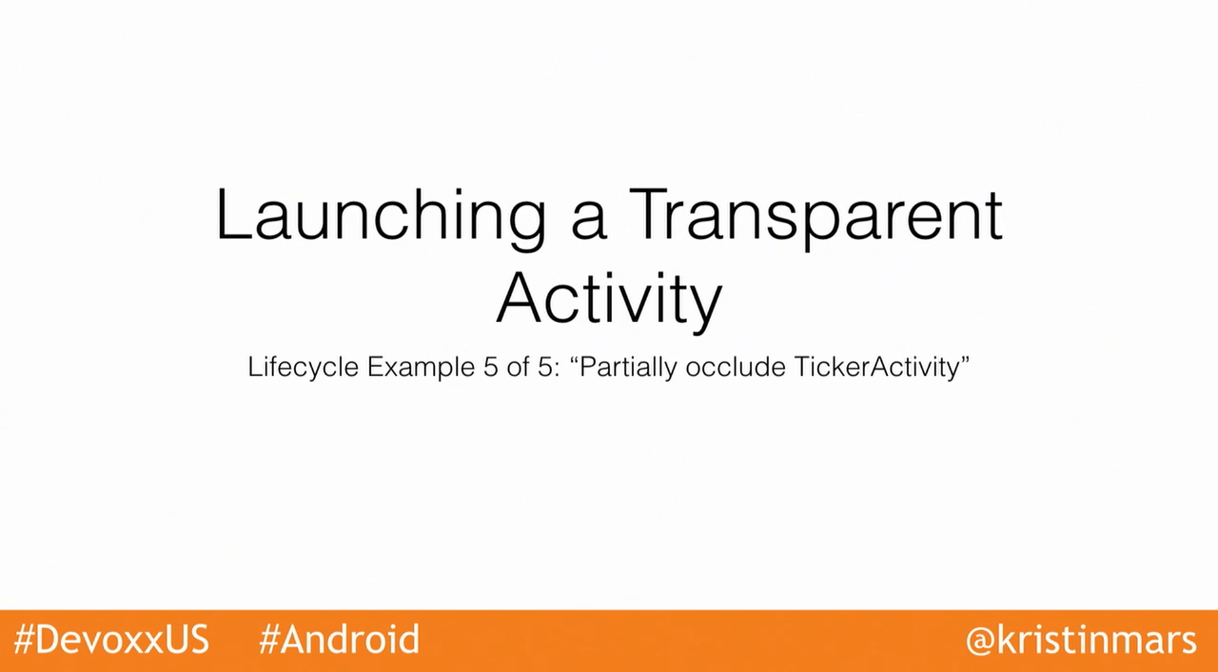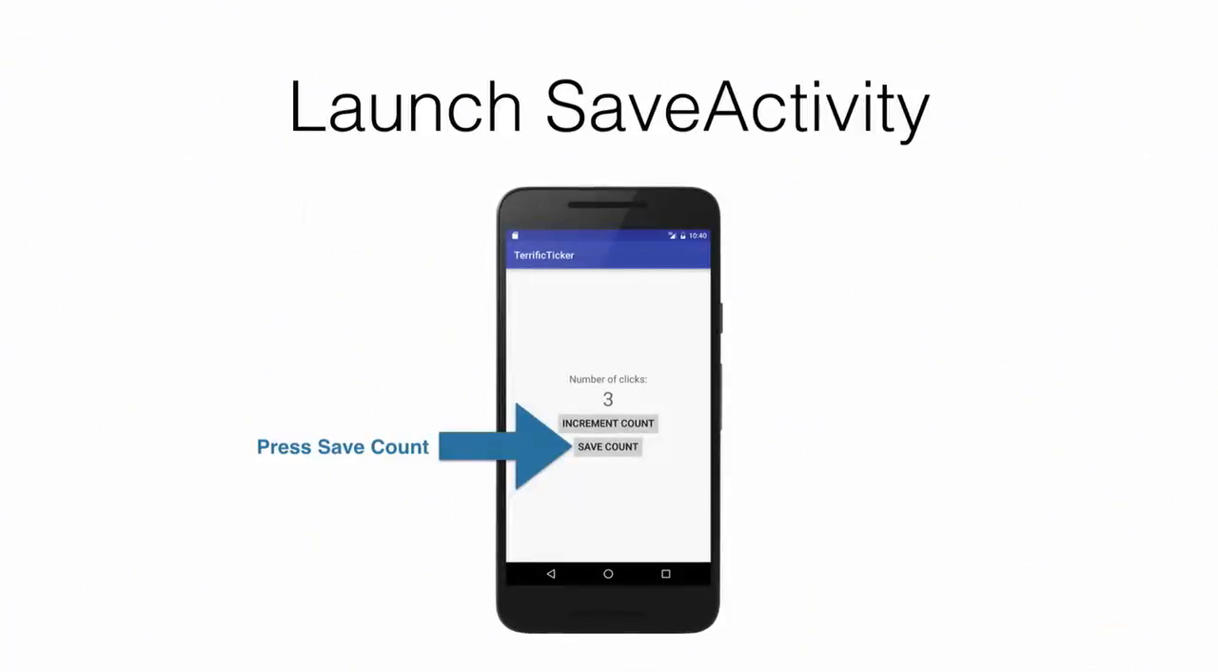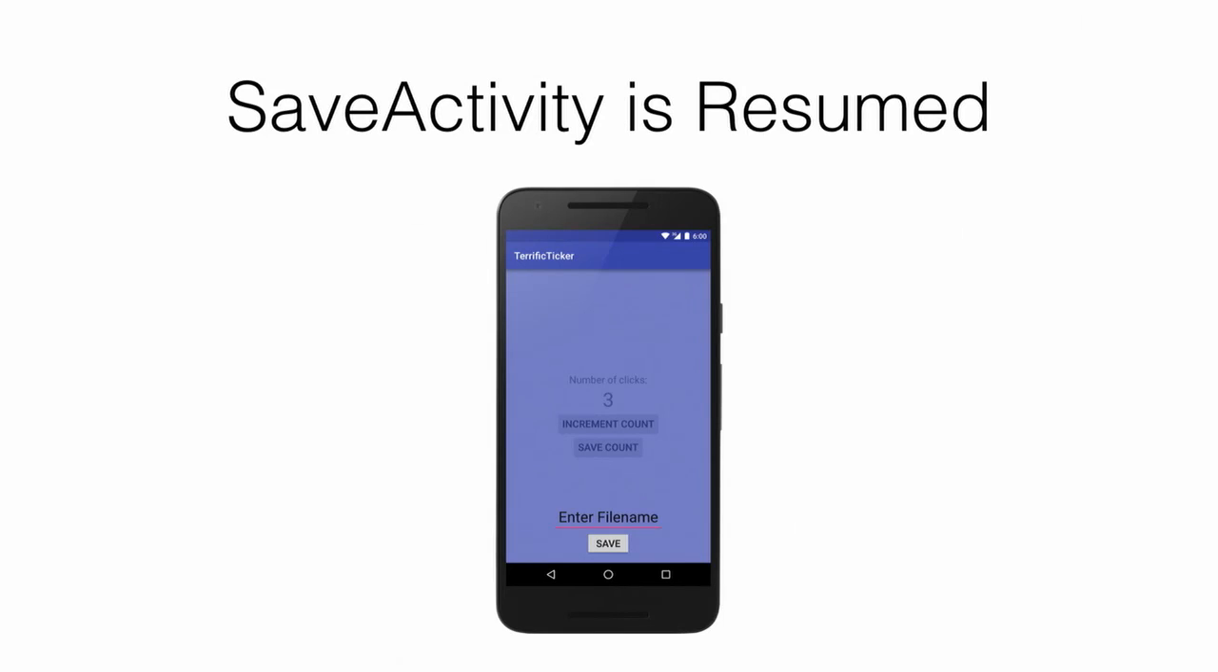So launching a transparent activity. Here is a scenario where we're going to partially occlude the view of our activity. Another example of this might be, for instance, if you had a dialog-themed activity that appeared. So we're going to have a save count button, which I click. And now, I'm not a UX designer, so please don't fault me for this, okay? I, for some reason, thought it'd be good to have some context about what's going on, but probably the execution of this is not great.